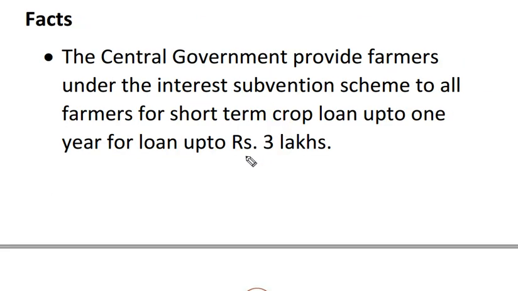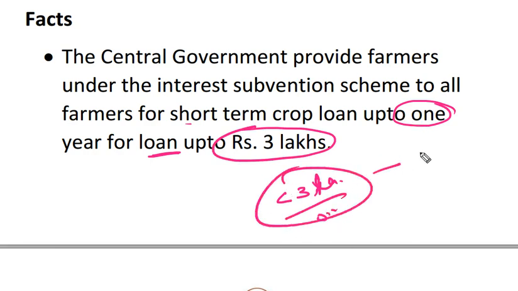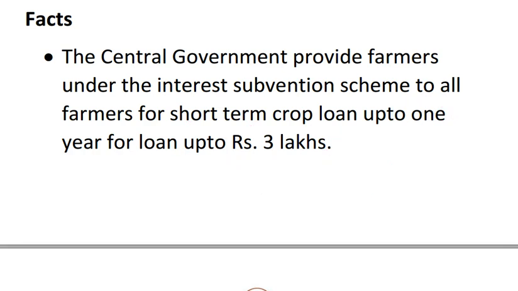One prelims factual point is rupees 3 lakhs and 1 year. What is that? The Government of India provides farmers crop loans up to 1 year and farm loans up to 3 lakhs. So for a maximum of 3 lakh and for a 1 year loan, the interest subvention scheme is applicable.